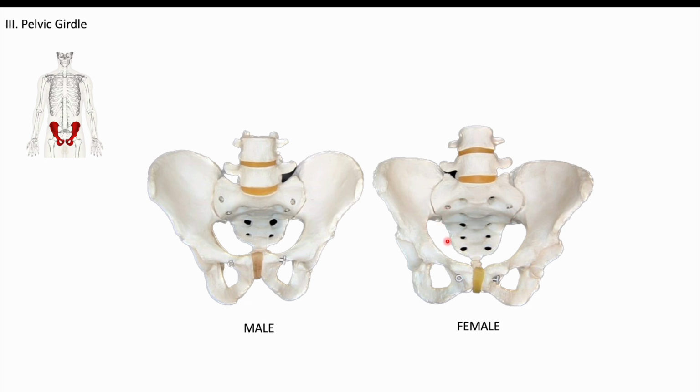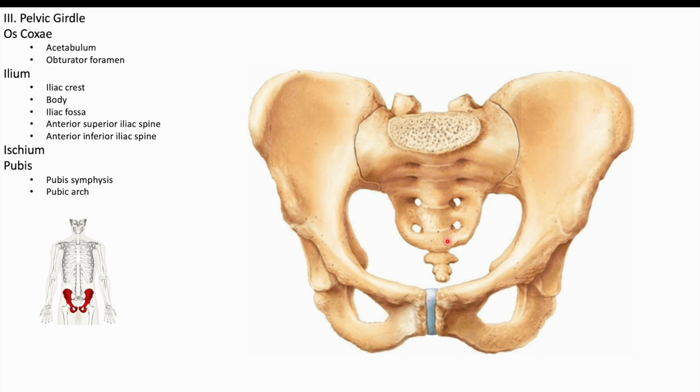So now we're going to learn about the os coxae bone. There are two os coxae bones. They are your hip bones that are joined from a fusion of three bones. So again, you have the right os coxae and the left os coxae. They're joined together at the pubic symphysis, and this is the pubic arc right here. So now let's switch over to a live view, and I'll show you the os coxae and all the features of the os coxae.